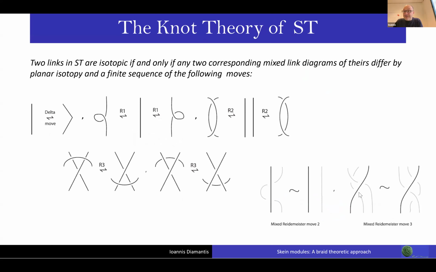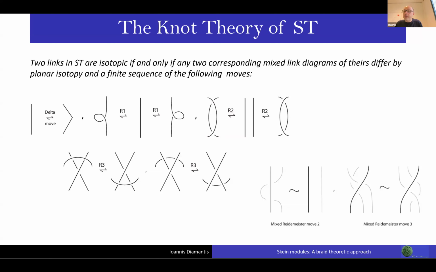As I mentioned, we have the analog of the Reidemeister theorem. So when do we call two links isotopic in the solid torus? We consider mixed link diagrams, and if they differ by a finite sequence of these moves that you see here, we consider them isotopic. Let's review the moves. Here we can see planar isotopy, the delta move, the classical Reidemeister 1, Reidemeister 2 and Reidemeister 3 moves, but we also need some extra moves to describe isotopy in the solid torus.